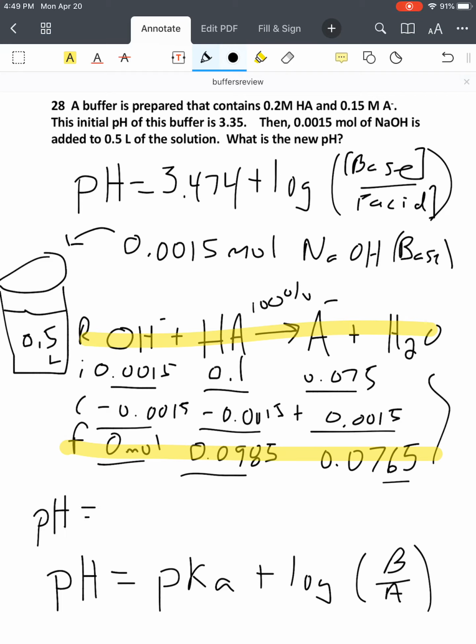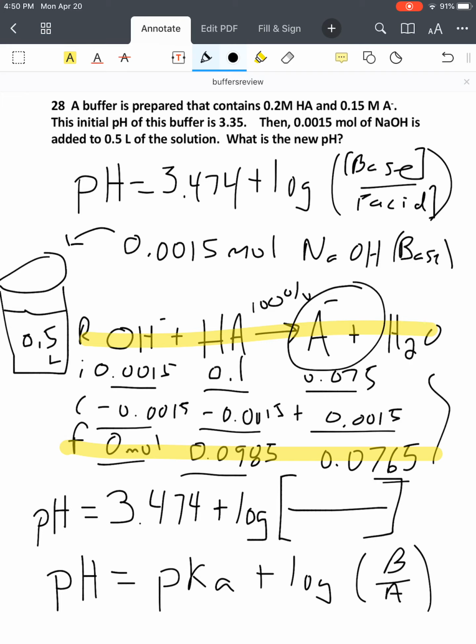Alright, so here we're going to solve for the new pH. We said earlier that this particular acid has a pKa of 3.474. That's not going to change. It's governed by what the acid actually is. And now all I need to do is find the concentration of my base and my acid. Remember, the A- is the base, and the HA is the acid.